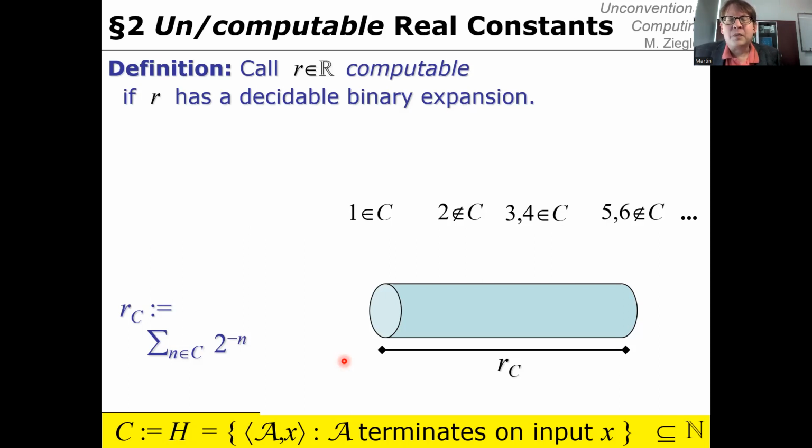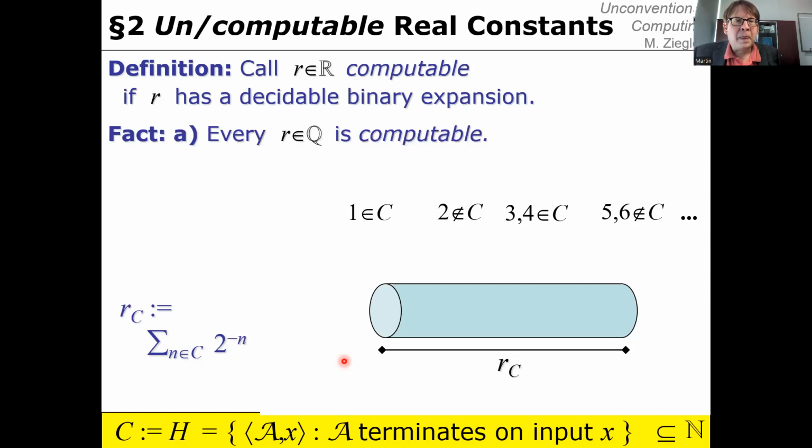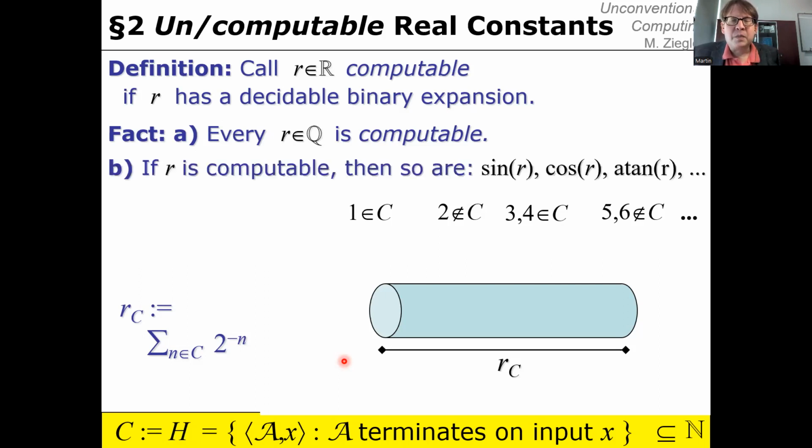To this end, I reported to you without proof, and the proof can be found in one of my other lectures, that every rational number is computable, has a decidable binary expansion, and the computable real numbers have nice closure properties. So, for example, if a real number is computable, then also the sine of that number, the cosine, and the arctangent, hyperbolic, are also computable, which helps us when we now talk about optical computing.